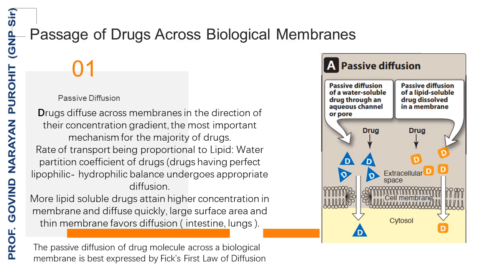Drugs having perfect lipophilic hydrophilic balance undergo appropriate diffusion. More lipid-soluble drugs attain higher concentration in the membrane and diffuse quickly. Large surface area and thin membrane favor diffusion, as in the intestine and lungs. The picture makes the process clear.